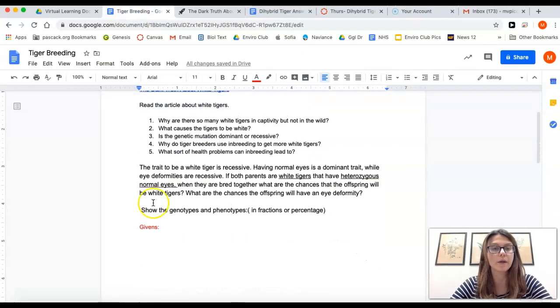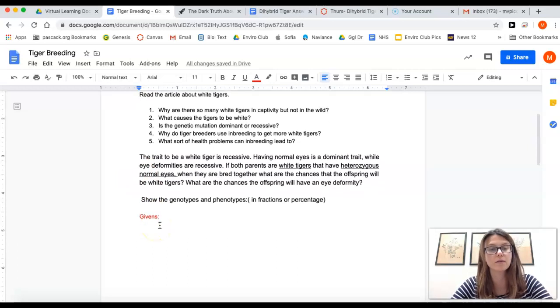In order to do the dihybrid, we have a word problem here, and it says the trait to be a white tiger is recessive and having normal eyes is dominant, while eye deformities are recessive. If both parents are white tigers that have heterozygous normal eyes, when they are bred together, what are the chances that the offspring will be white tigers? Again, what they're trying to do is breed the two white tigers together. You wouldn't know that they have any eye deformities because they're heterozygous, which means they have a dominant trait. So what are their cubs going to look like?